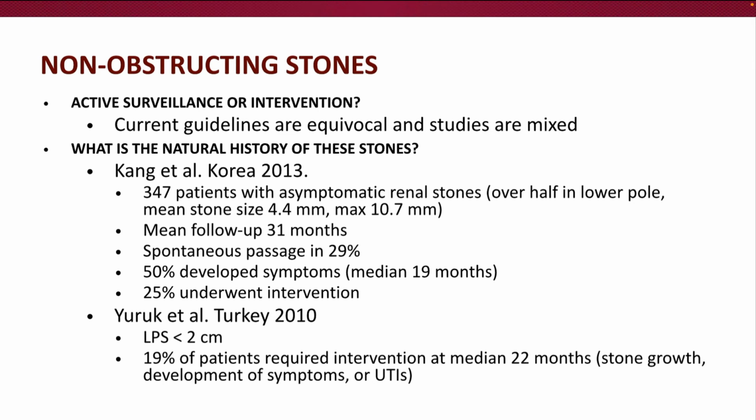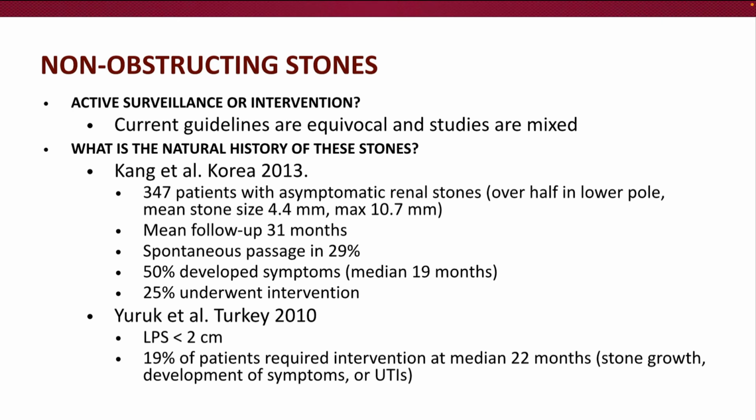So what is the natural history of these stones? There's a few studies that help us sort this out. There's a Korean study, a good one from 2013. They had 350 patients. They all had asymptomatic renal stones, and they followed them for about 5 years. They were reasonably sized, kind of what we're used to dealing with, mean size of 4 millimeters. They found that about 30% of patients will pass their stone, and about 50% will develop symptoms. They usually develop symptoms at about 1.5 to 2 years, and about a quarter of people will need intervention.